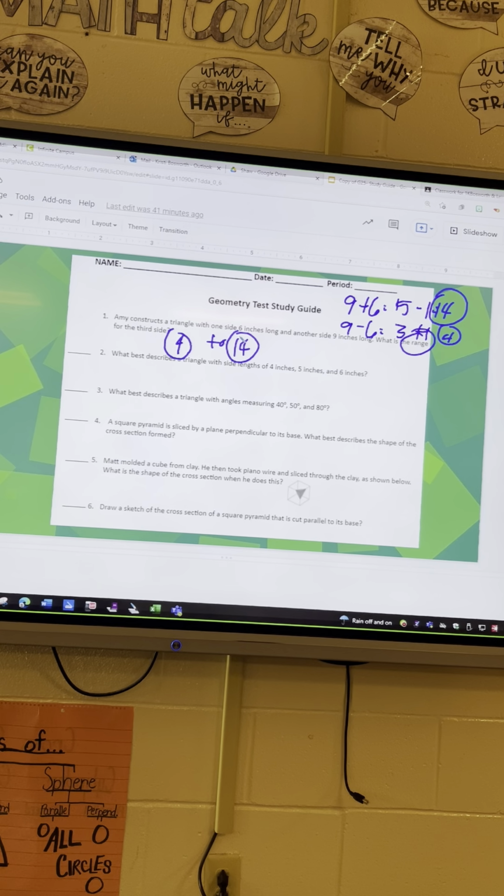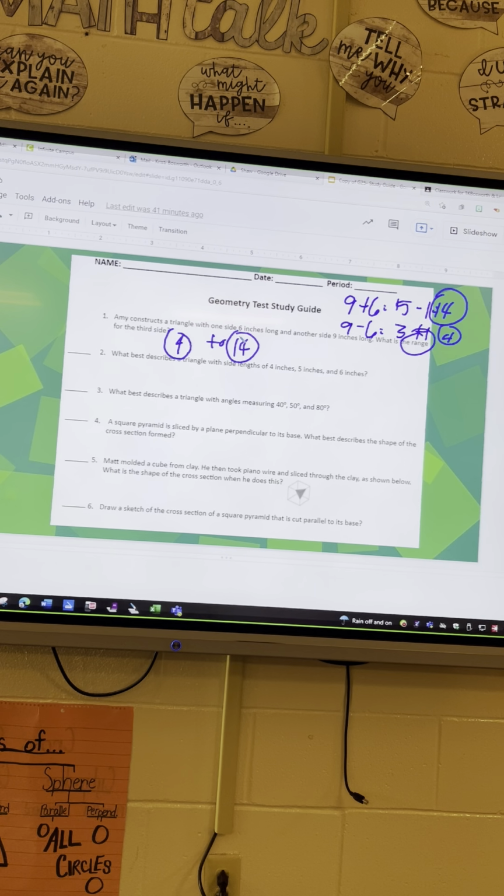It can be 4, it can be 5, it could be 6, it could be 7, all the way to 14. It can't be 3, it can't be 15. But anything from 4 to 14, including 4 and 14, can be a side length for the third side. Any of those lengths would make a triangle. Okay? All right. Any questions?